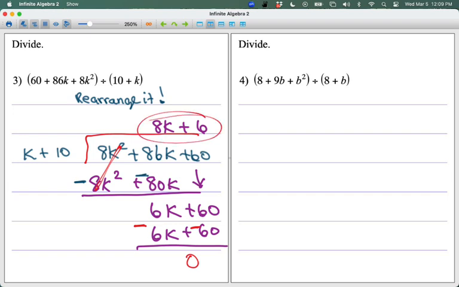I'm going to challenge you right now to pause the video and try number 4 without me, and come back and see if you did it correctly. Try this. Go ahead and pause it.